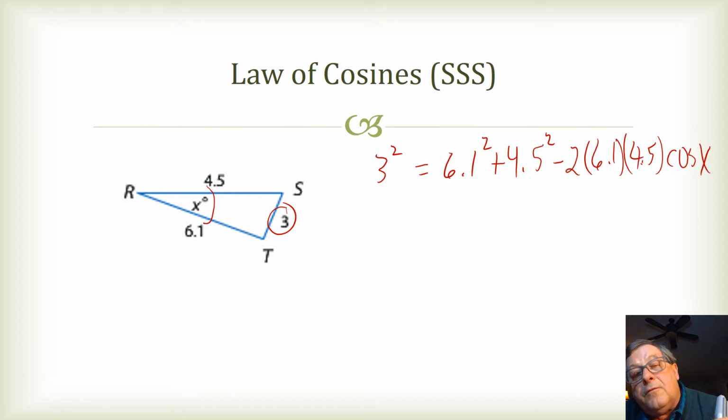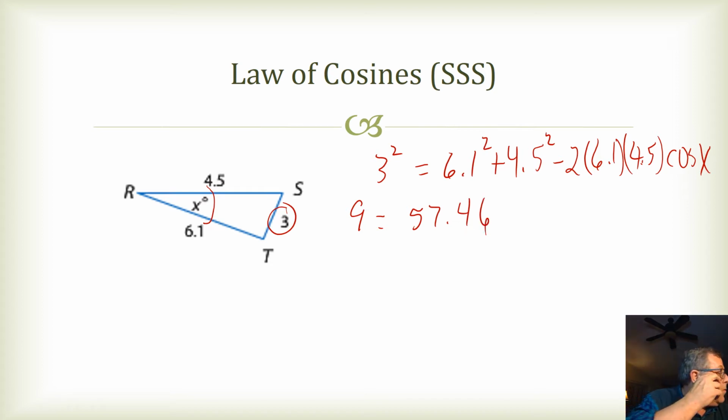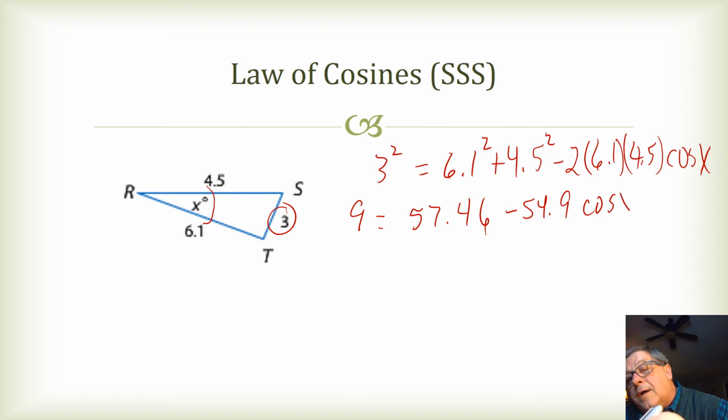Well, let's start to solve. I know 3 squared is 9. I don't need a calculator for that. Now I'm going to do 6.1 squared plus 4.5 squared, all in one operation, and that comes to 57.46. Let me check my work. Yeah, that looks good. Now that's negative 2 times 6.1 times 4.5, and that equals negative 54.9 times the cosine of x.